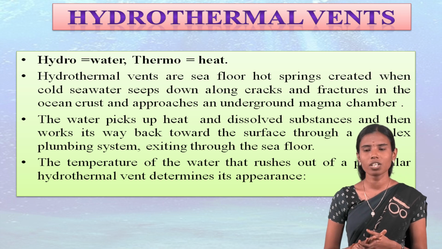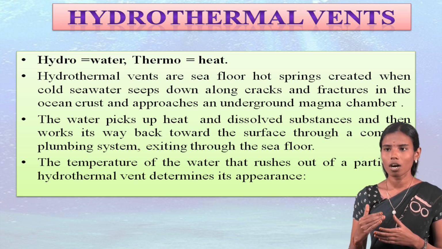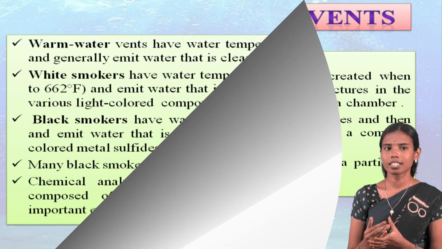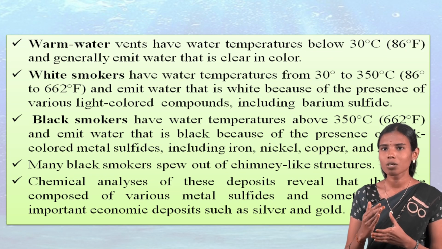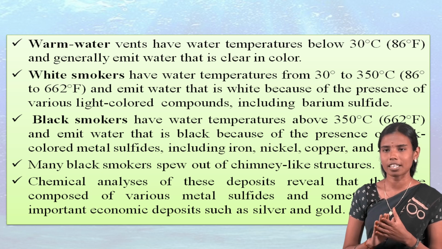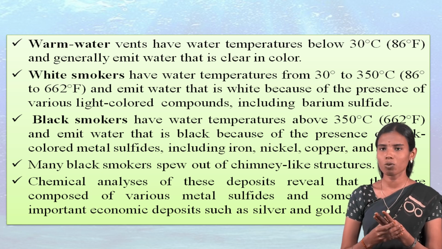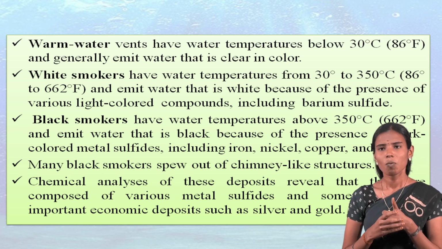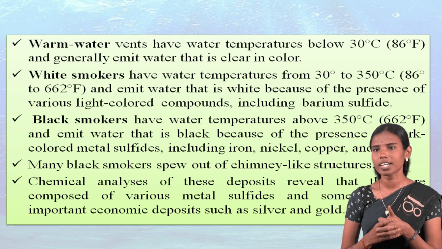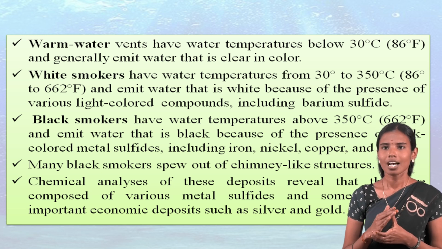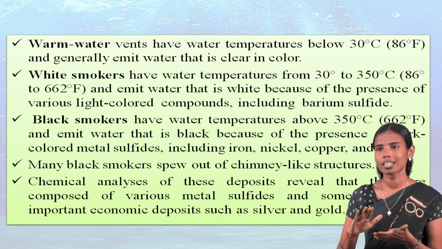The temperature of the water that rushes out of a particular hydrothermal vent determines its appearance. Based on this, hydrothermal vents are divided into three. First one is the warm water, second one is the white smokers and third one is the black smokers. First one is the warm water. Warm water vents have water temperature below 30 degrees Celsius and generally emit water that is clear in color.